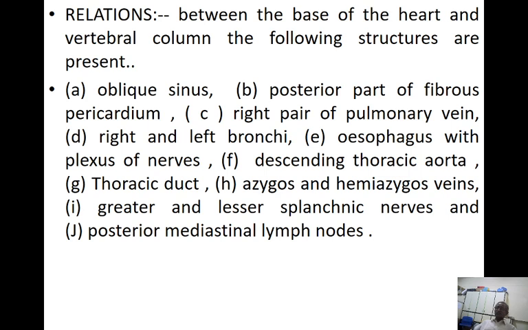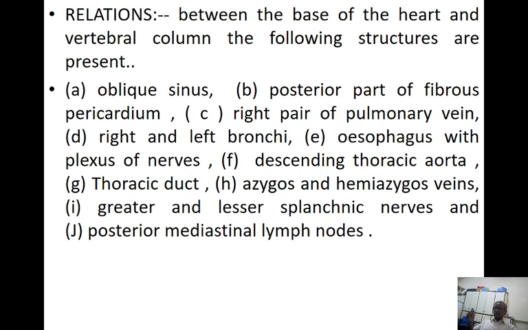Base of the heart, oblique sinus, then posterior part of the fibrous pericardium. The oblique sinus is just behind the left atrium. Then right pair of pulmonary veins, right and left bronchi, esophagus with the plexus of nerves, descending thoracic aorta, thoracic duct, azygos and hemiazygos veins, greater and lesser splanchnic nerves, posterior mediastinal lymph nodes.